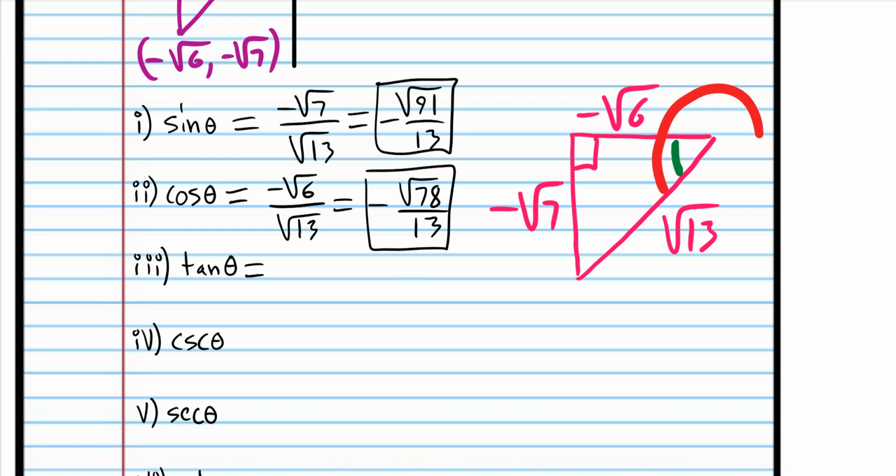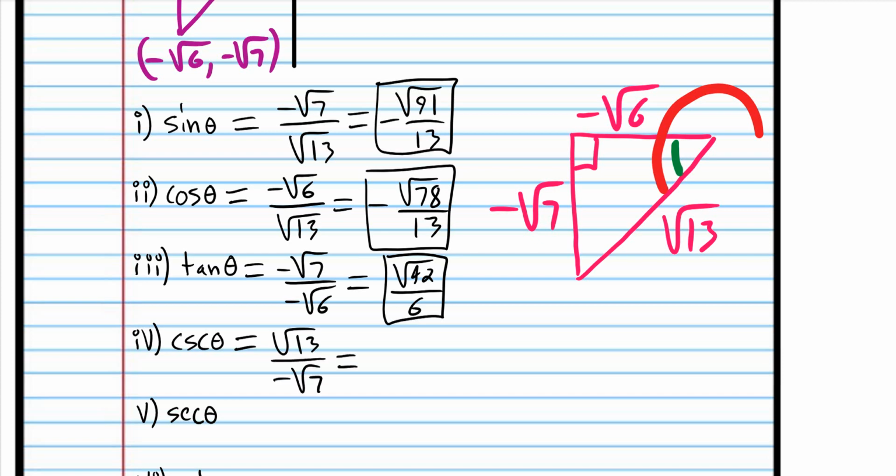Tangent theta is the side opposite the green reference angle divided by the side adjacent the green reference angle. The negatives cancel out, multiply both sides by root 6 and we get root 42 over 6. Cosecant theta is defined to be the hypotenuse divided by the side opposite the green reference angle. Multiply both sides by root 7 and we get negative root 91 over 7.